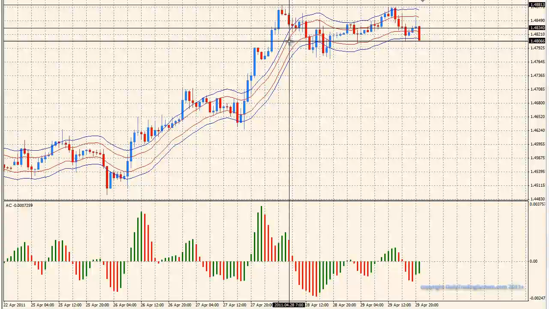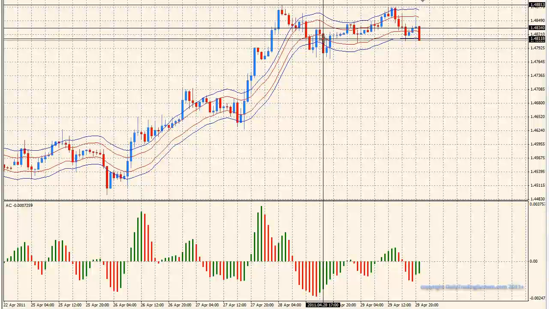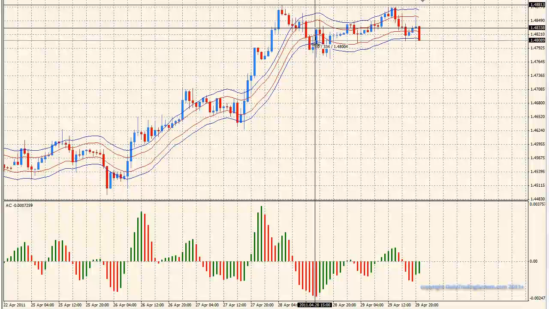So our stop loss is going to be 47.4 pips. Let's see how far it is to that lower band. We can see that the lower band is 32. It's just a little bit under a 1-to-1 ratio.